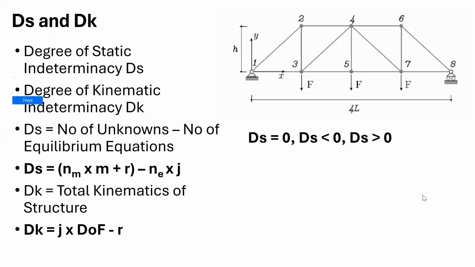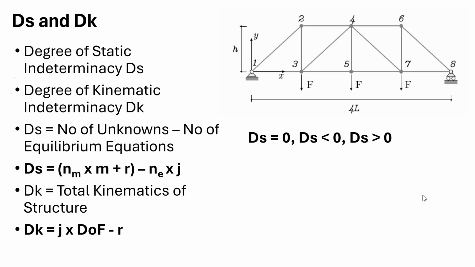So this is the simplest example that I have mentioned here. You can apply this principle, this methodology, to other types of structure. So why is ds required? To decide whether the structure is determinate or whether the structure is indeterminate.